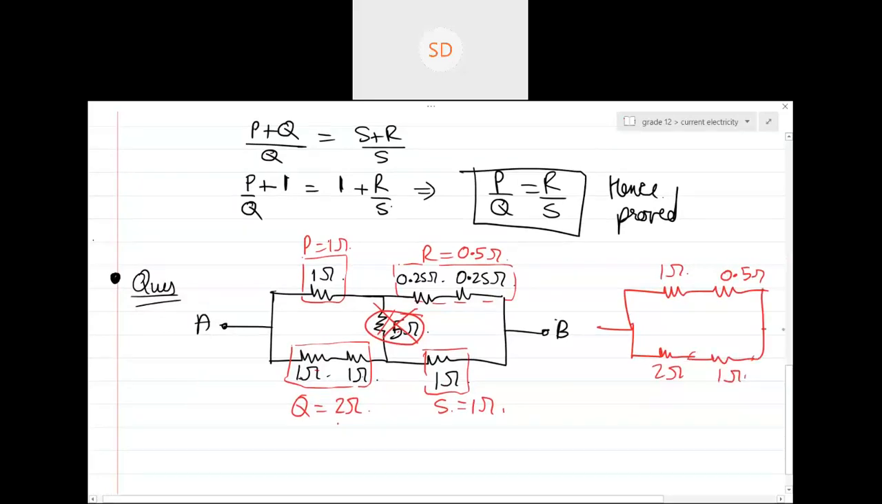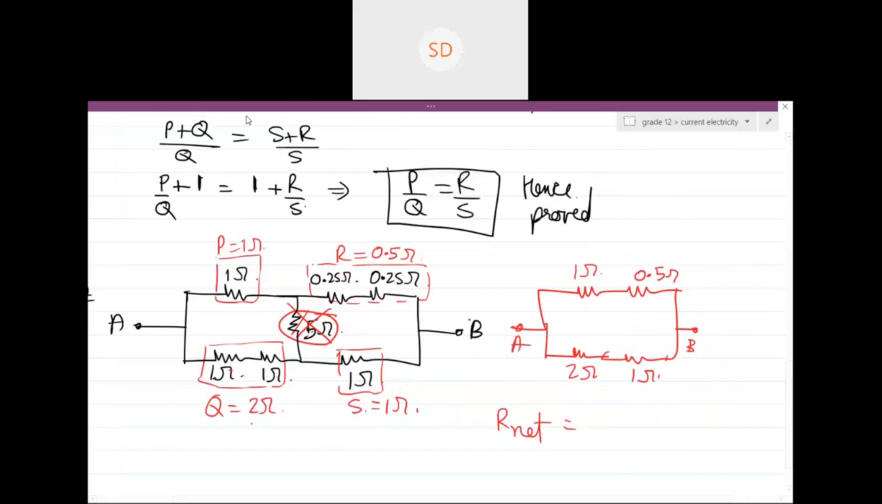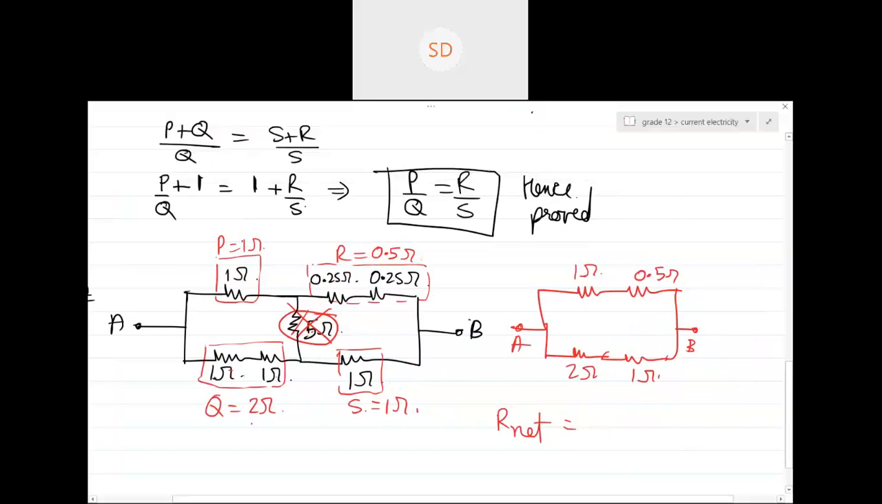Is this clear? So can anyone tell me the net resistance, R net? And this will be R double dash. So what will be the net resistance? R dash into R double dash. We are using the parallel formula, okay? Do you remember this thing?